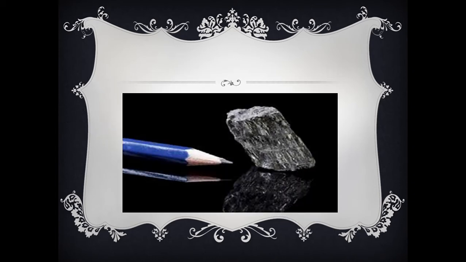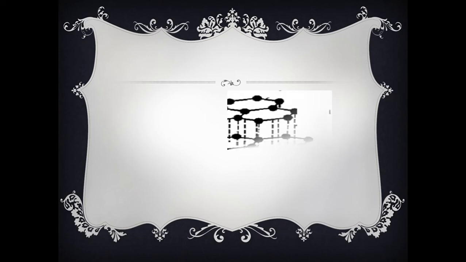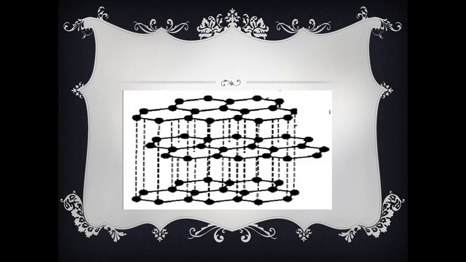So this is a use of graphite: graphite is used in pencil lead. If you are asked that question in the exam, you must write that graphite is dark in color. That is the main reason for it to be used in pencil lead. Okay, next, this is the structure of graphite.